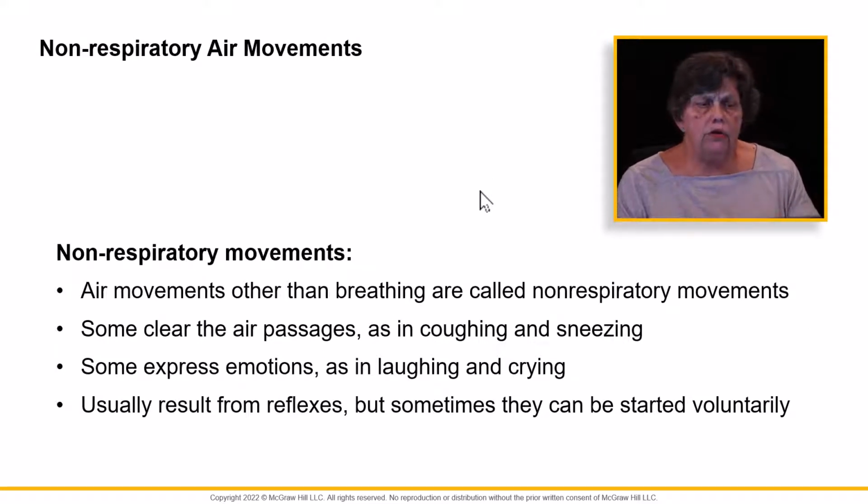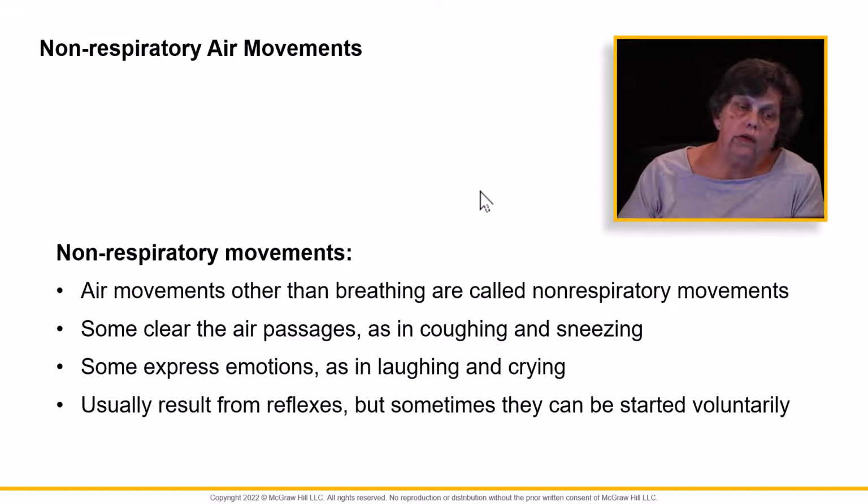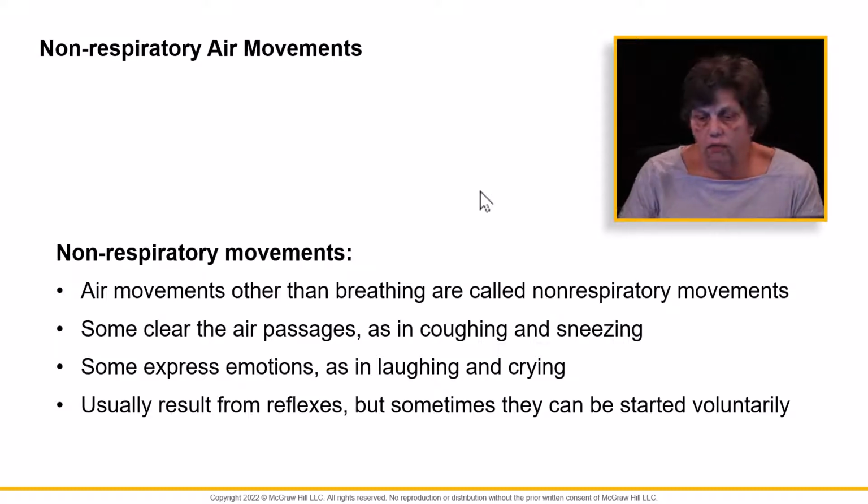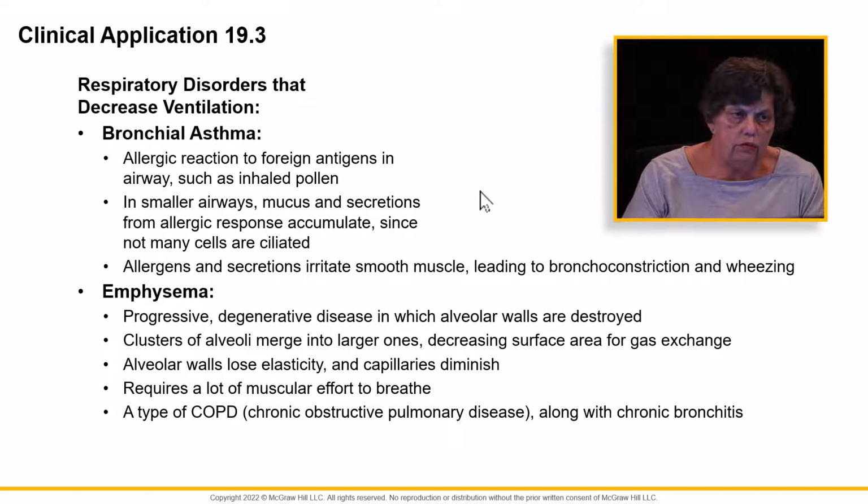Okay. There are some non-respiratory movements, clearing the air passages, coughing, sneezing, laughing, crying, and so on. So just FYI. All right, some diseases, disorders that can decrease the ventilation.